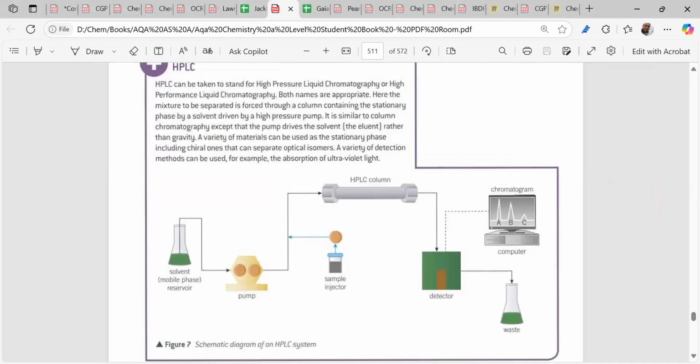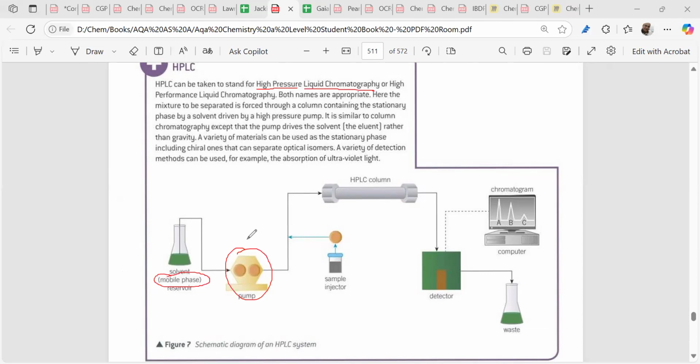This is quite a tricky part. Now see, in this HPLC chromatography, what are we taking? We are taking high pressure liquid chromatography. As a high pressure liquid chromatography, we are taking the solvent, the mobile phase, and we are using a pressure pump, a very high pressure pump.